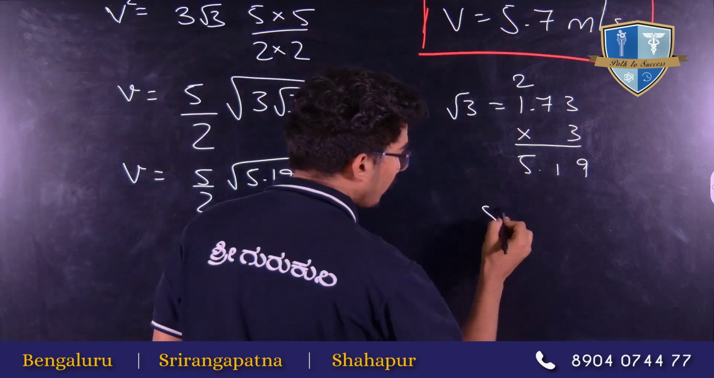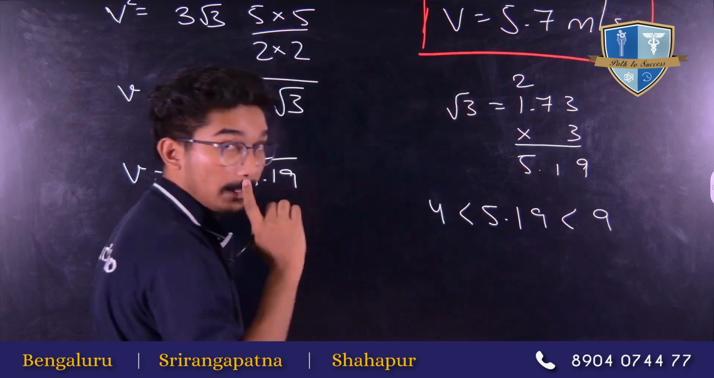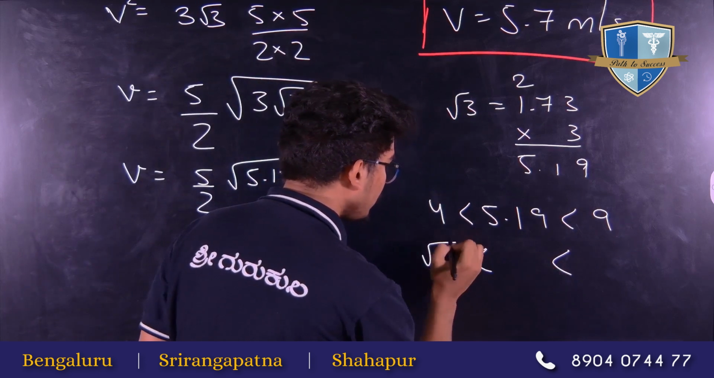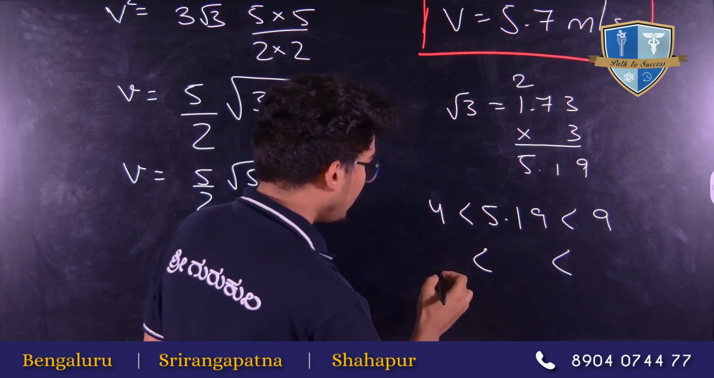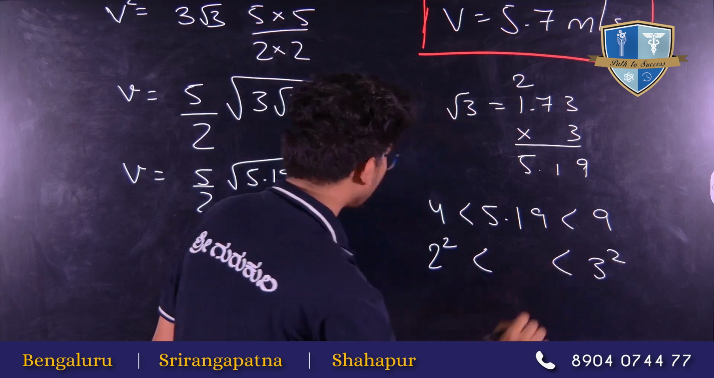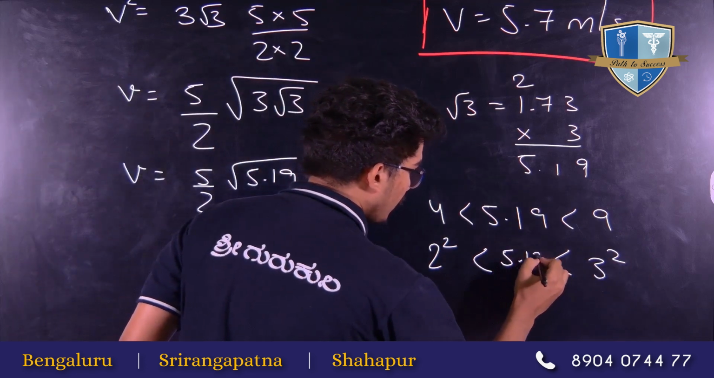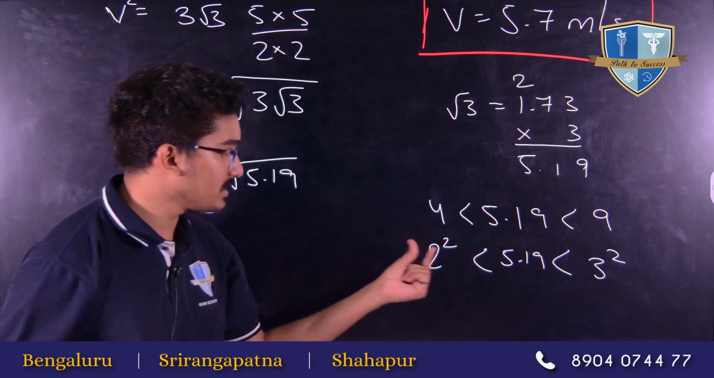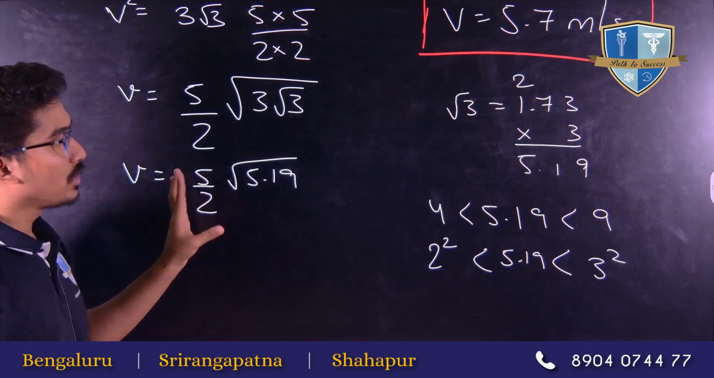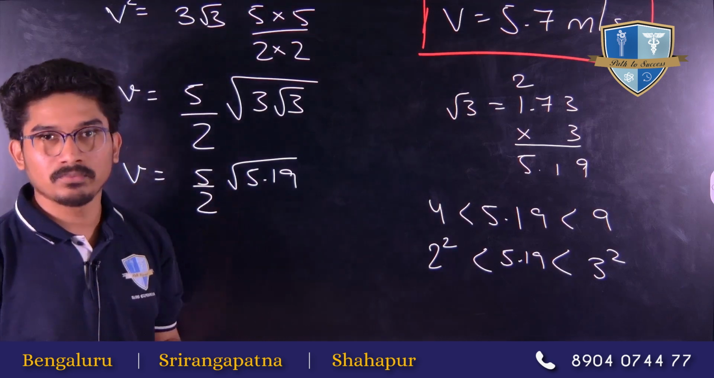Now 5.19 is between 4 and 9, which means it is between 2 square and 3 square, so the root of this is between 2 and 3. If we take root on both sides, the root of this is between 2 and 3. So something between 2 and 3, if you multiply here, you will get your answer. But you can find the exact value, meaning the close value, as well.